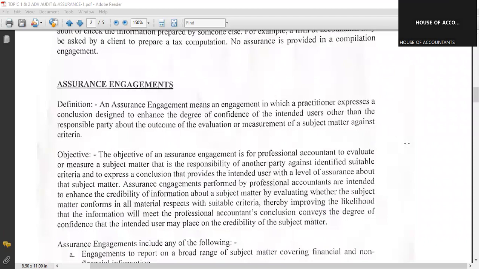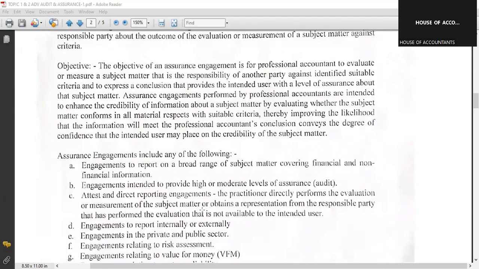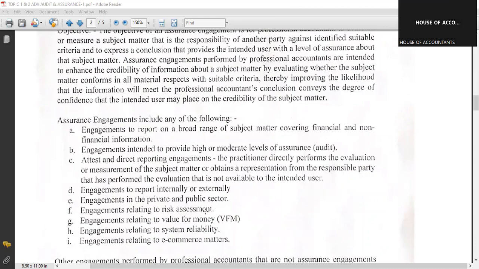Now, the objective of an assurance engagement is for the professional accountant to evaluate or measure a subject matter that is the responsibility of another party against identified suitable criteria. Okay, so assurance engagements include any of the following: engagement to report on a broad range of subject matter covering financial and non-financial information, engagement intended to provide high or moderate level of assurance. Then attest and direct reporting engagement, the practitioner directly performing the evaluation.